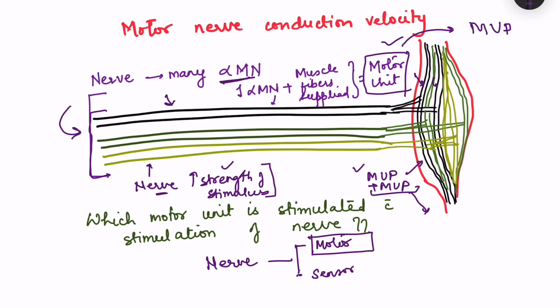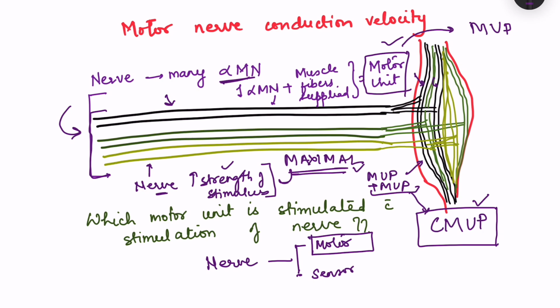Because we are recording a lot of motor unit potentials, it is known as compound motor unit potential. It is not from a single motor unit, multiple motor units are activated. So if we increase the strength of the stimulus, ultimately it reaches a maximum value. CMUP reaches a maximum value, and that strength of stimulus is known as the maximal strength of stimulus. That means all the nerve fibers have now been stimulated. So this is the strength of the stimulus we have to use for motor nerve conduction velocity.